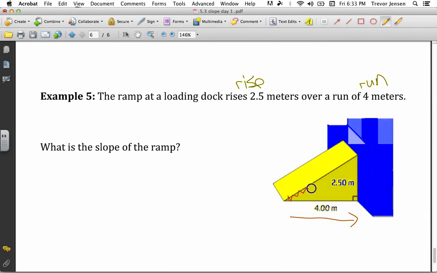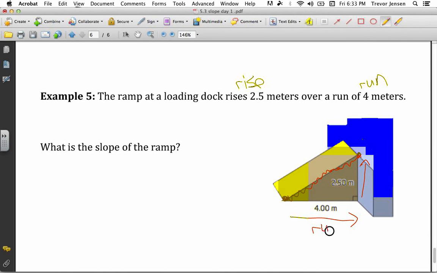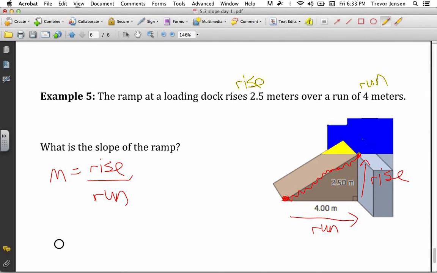So here's the ramp. We're looking at the slope of this line right here. It gives you the horizontal distance from one end of the ramp to the other end. So it gives you the horizontal distance between those 2 points. And it also gives you the vertical distance between those 2 points. So it gives you your run and your rise. We can calculate our slope by doing rise divided by run. That'll give you the steepness of the slope.